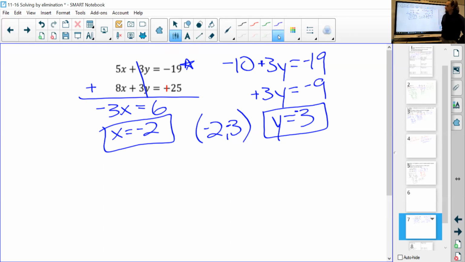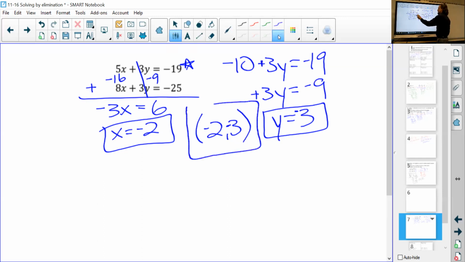8 times negative 2 is negative 16. Negative 3 times negative 3 is negative 9. And negative 16 minus 9 more is negative 25. Okay, that checks out. That's why we go back, so we don't make silly mistakes with negatives.